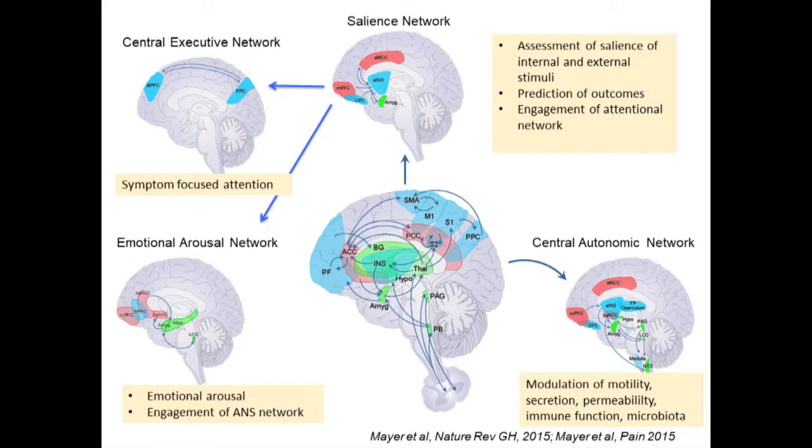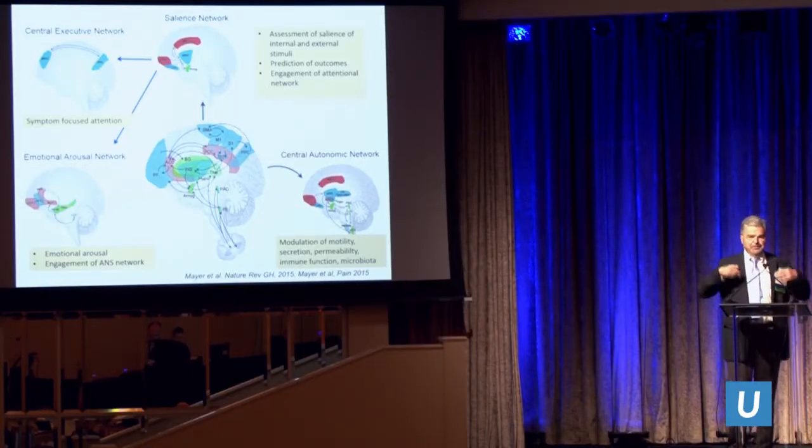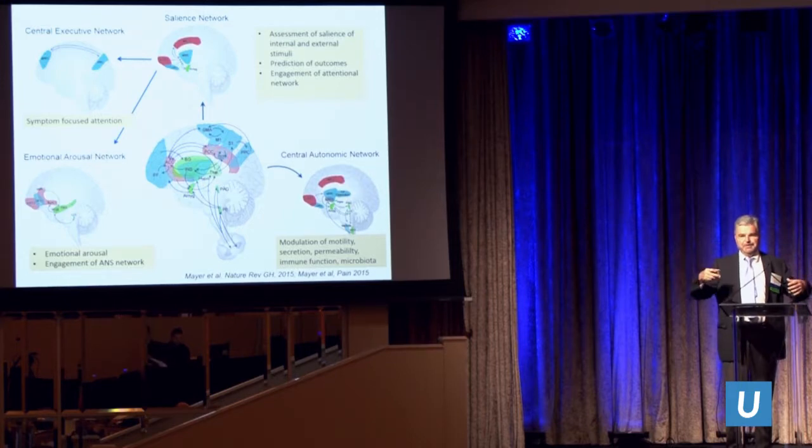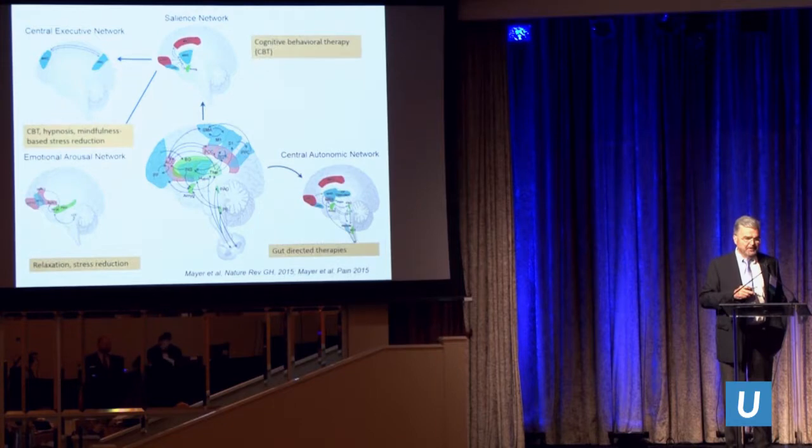The last consequence of this process, which all happens within milliseconds, is the engagement of the central autonomic network, the network of the brain that sends signals back to the body in terms of vagal and sympathetic signals, which regulate motility, secretion, gut permeability, immune function, and the microbiota. So from the beginning, when the brain assesses what's important and what's threatening, all the way to the output to the gut, we have been able to identify this.